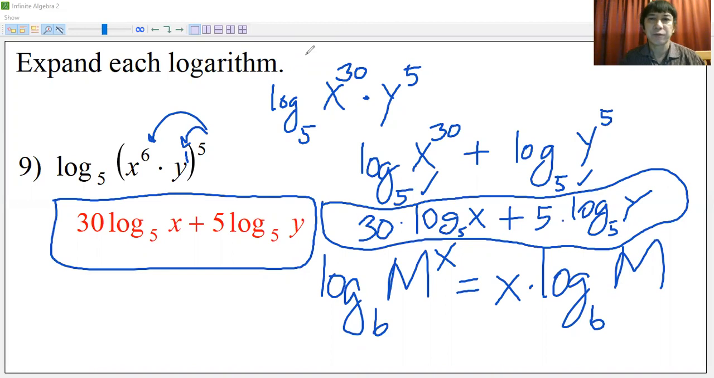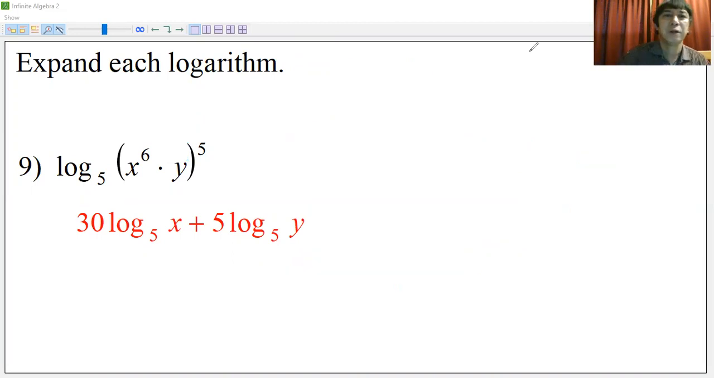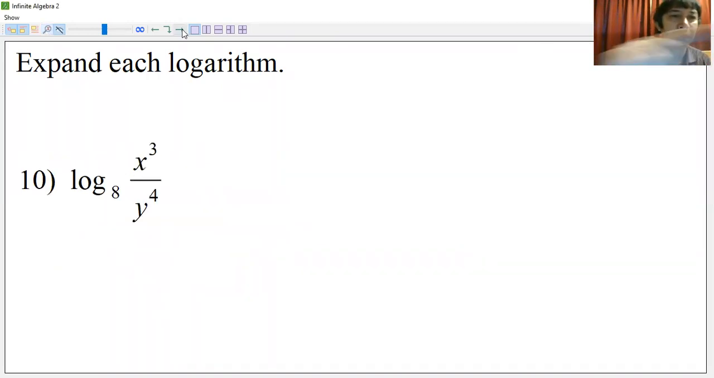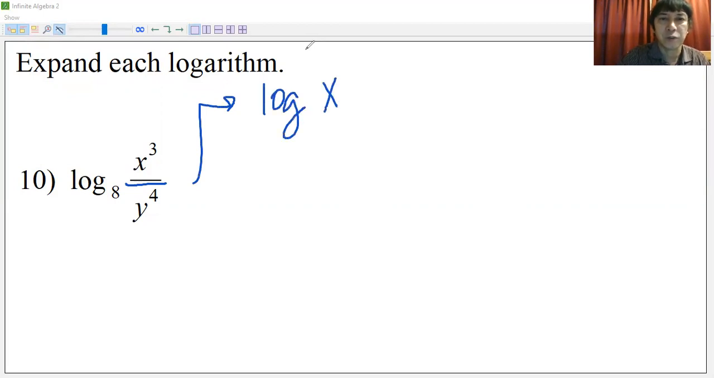We will have the next, number 10. Okay, let's have the next number. This is number 10. Okay, this is a ratio, and you can see the division symbol there. For a ratio, we will not use plus. Instead, we will use a minus. So this can be expressed as logarithm of x cubed minus logarithm of y to the 4th.